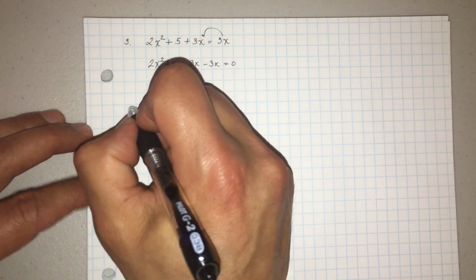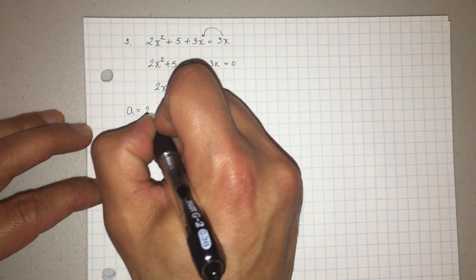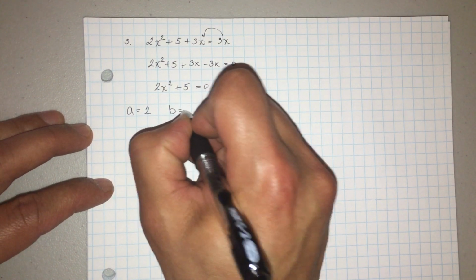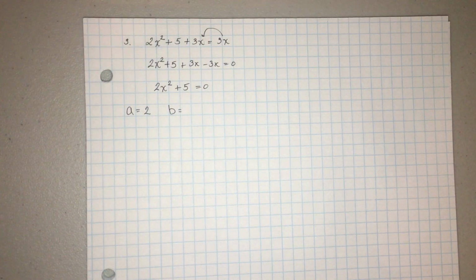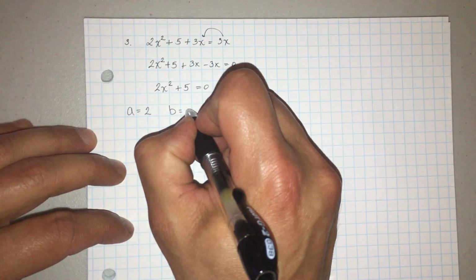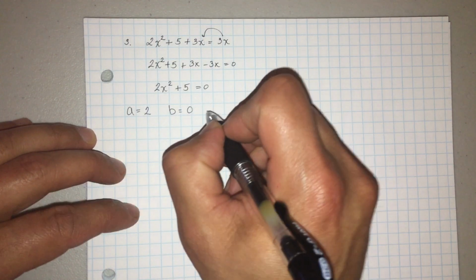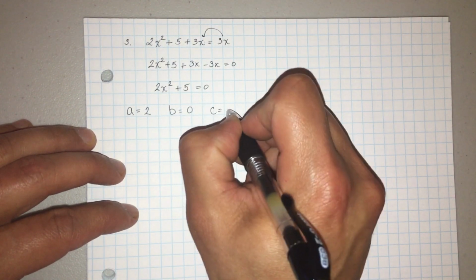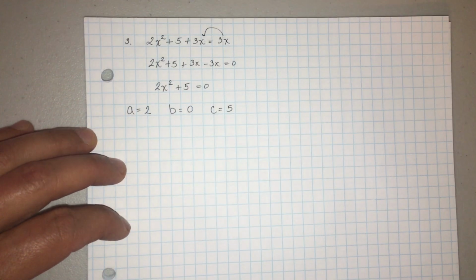And that's okay. So what does that mean? That means A is equal to 2. What about B? La B es el número que está enfrente de la X. The B is what's in front of the X. There's nothing, so you're going to put 0. And the C is a constant by itself. La C es el número solito.